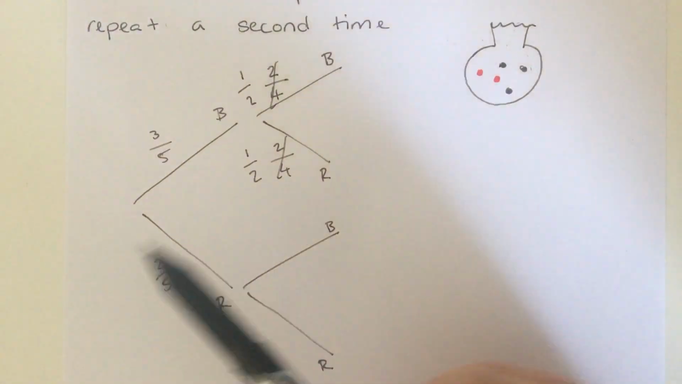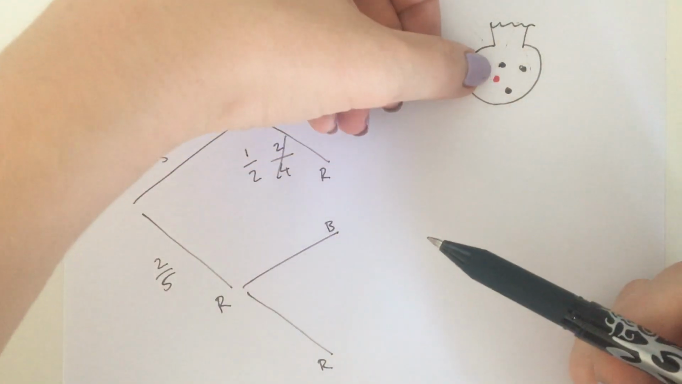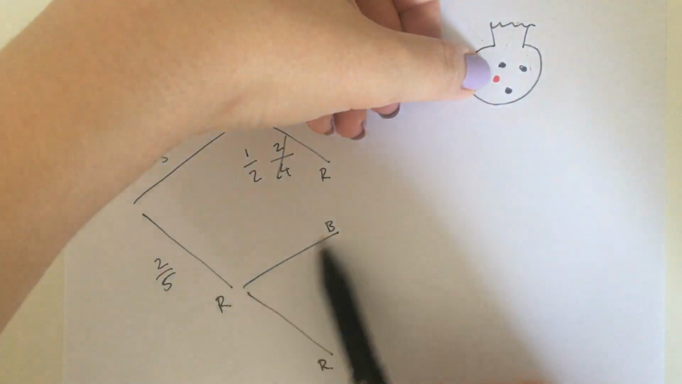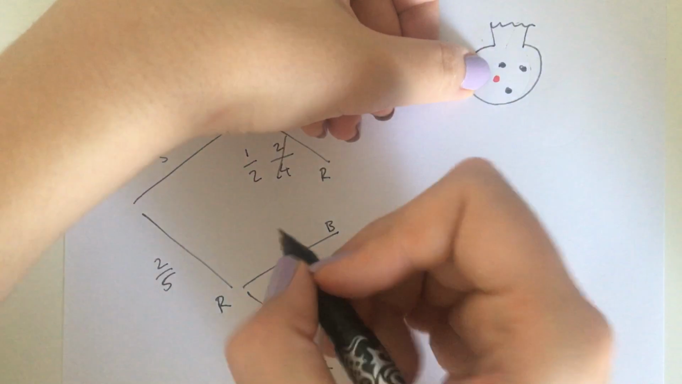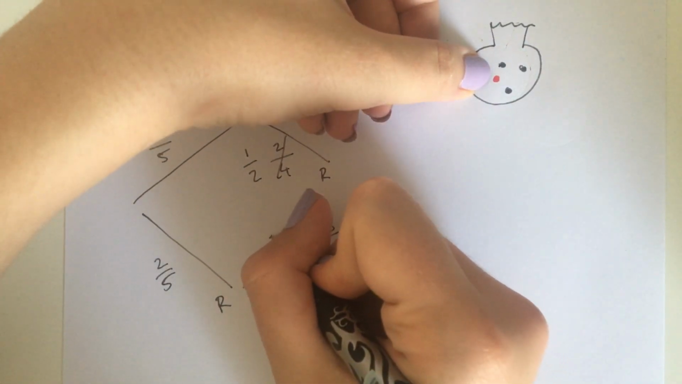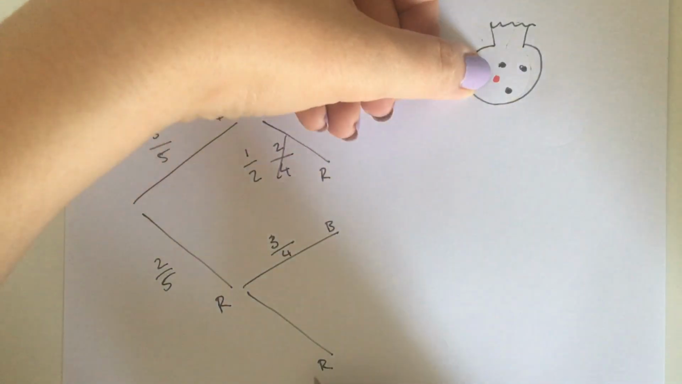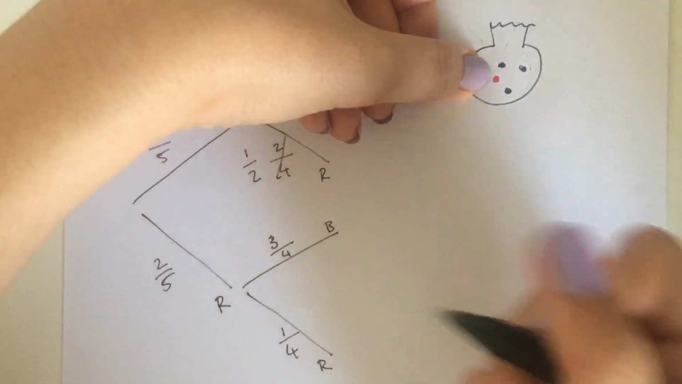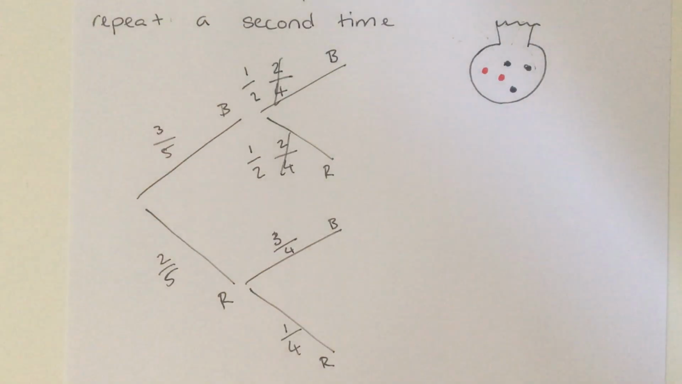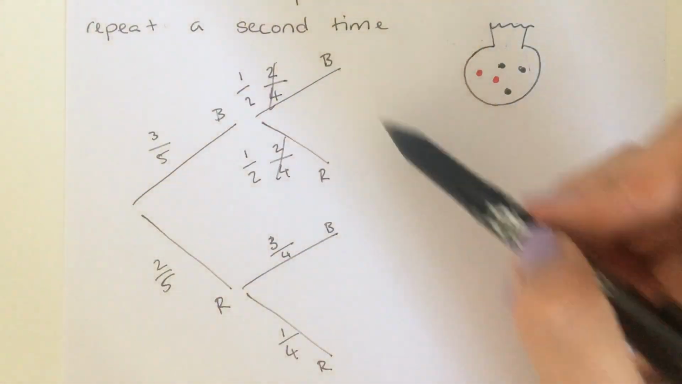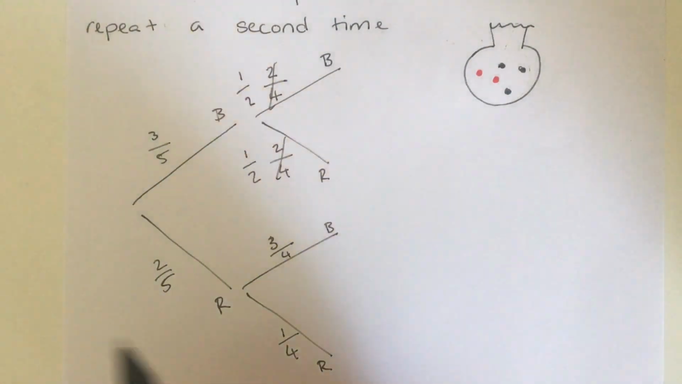This would be 1 over 2 as well. If I come down and I take a red counter first, then it means I've got a bag that looks like this now. So the probability that I take a black counter is going to be 3 over 4. And then the probability I could take a red counter is going to be 1 over 4. And now you can multiply down your paths to work out any of your scenarios.